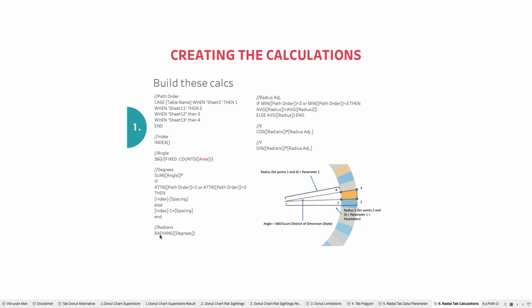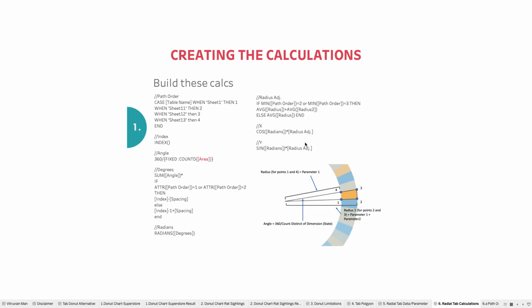The radians is just translating the degrees into a radians function, which we can use later. The radius adjusted: now that we have the angle, which is telling us 1 and 2 want to be on this plane and 3 and 4 on this one, the radius adjusted is going to tell us if the path order is 2 or 3, then we want to extend this line. So if it's 2 or 3, I want to do the radius, remember that was our parameter value, plus the other parameter value. So if this was 10.5 plus 1.5, we're going to get 12 out here as the radius.